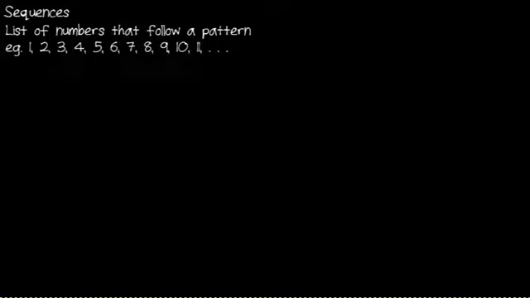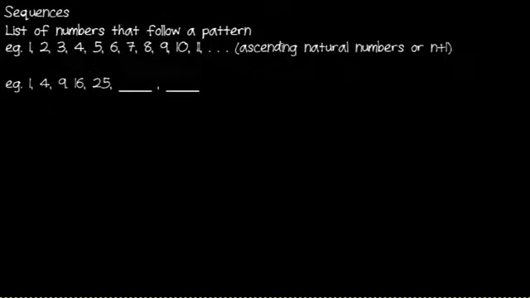That's simply a sequence of all of the natural numbers, ascending natural numbers, or another way we have of putting it or explaining it is n plus 1. So the sequence is the ascending natural numbers. That's really the description of the sequence, ascending natural numbers.